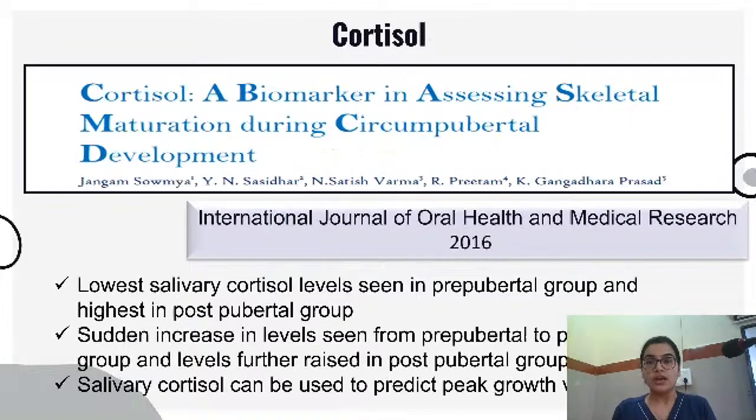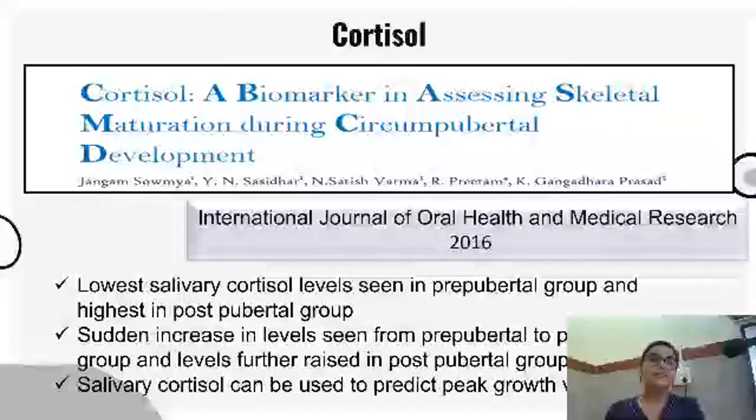Coming to cortisol, in this article, Jangam Soumya et al. stated that the lowest salivary cortisol levels are seen in the prepubertal group and highest in the postpubertal group. There is a sudden rise in levels seen from prepubertal to pubertal group and levels further rose in the postpubertal group, and hence salivary cortisol can be used to predict the peak growth velocity.